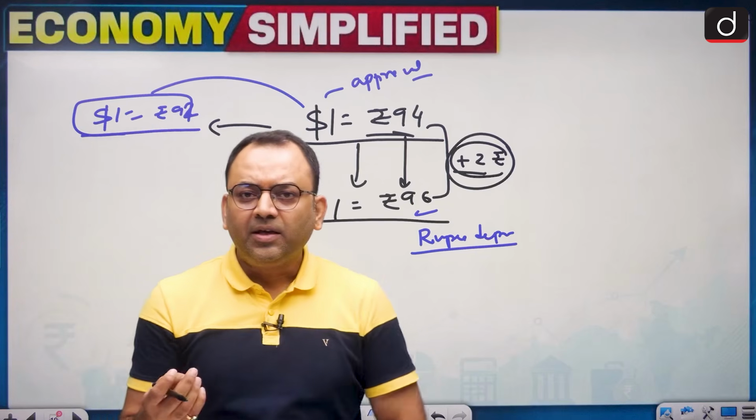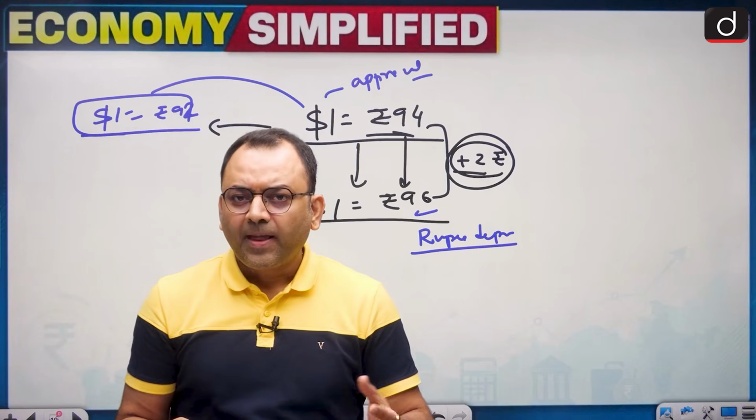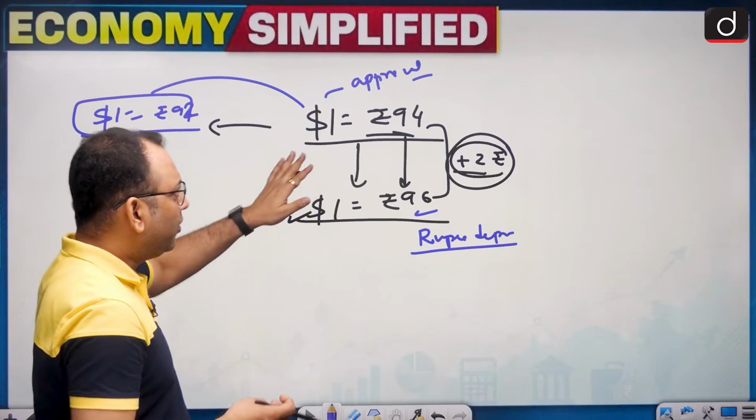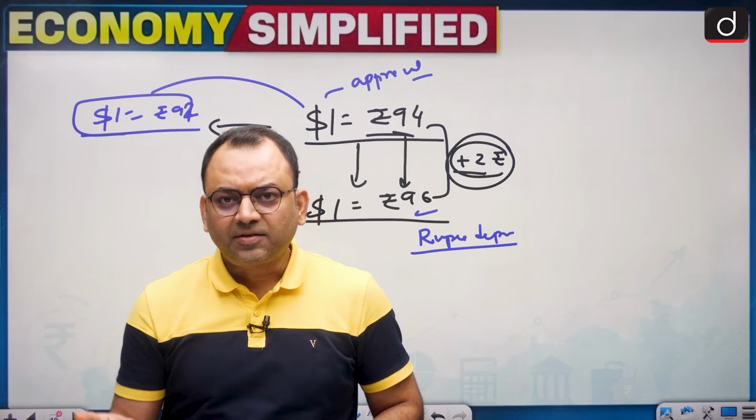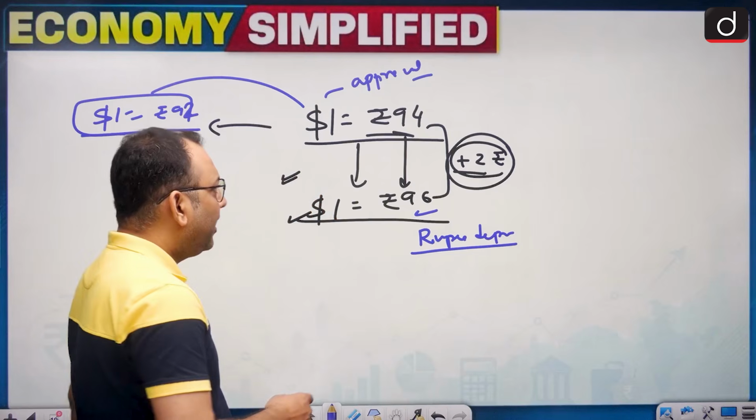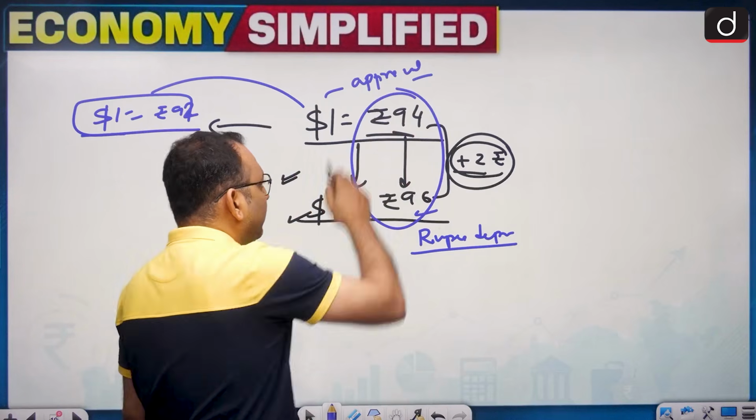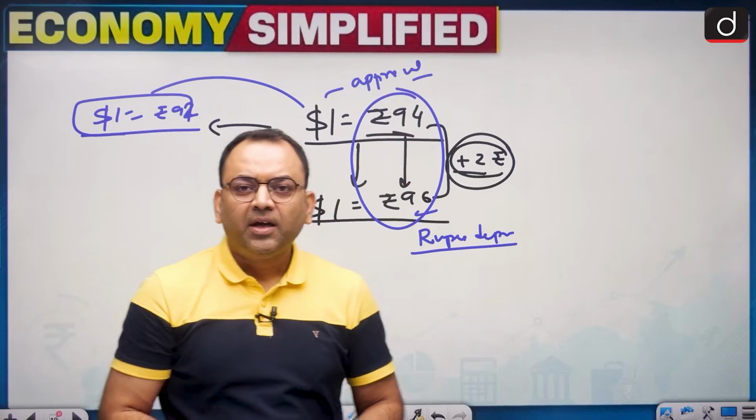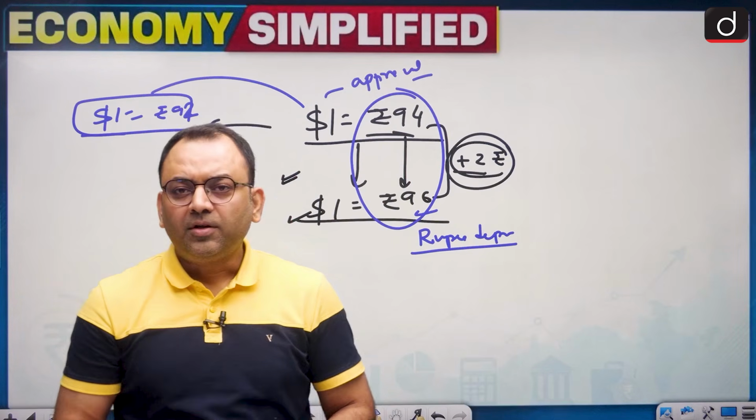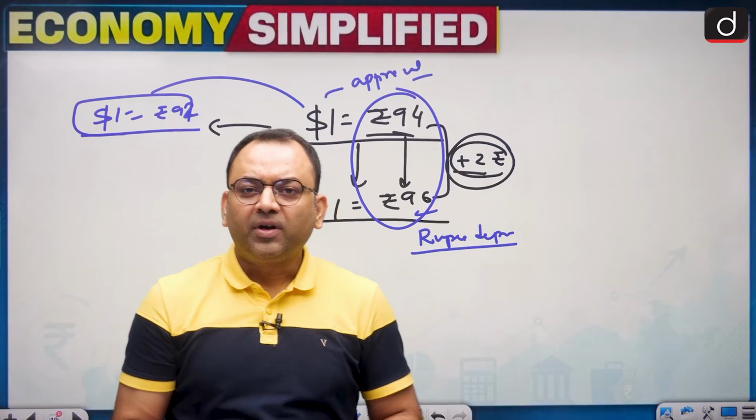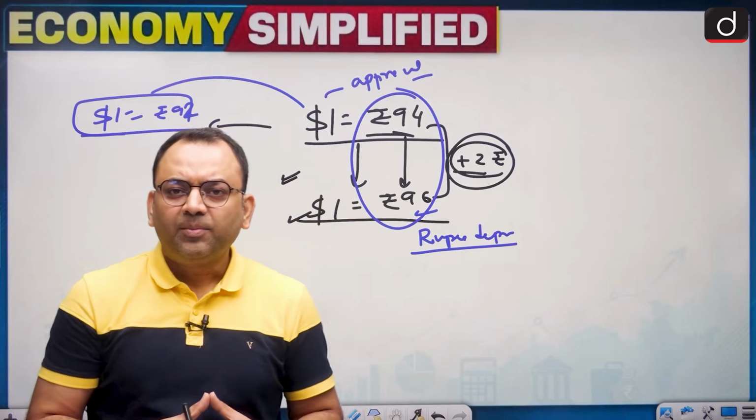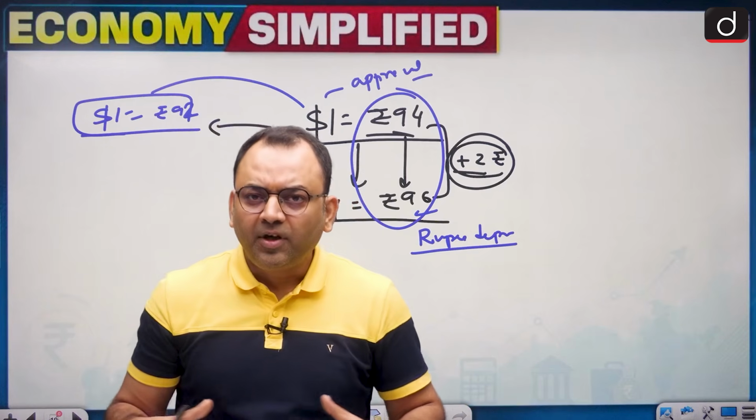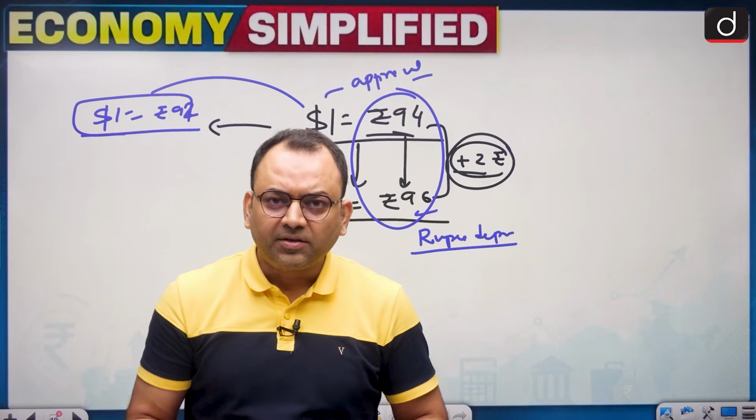Suppose I was exporting a commodity for $1, I got rupees 94, right? Now I get rupees 96. So I have a better chance, I am benefiting. So exporters get benefited on the rupee depreciation, right? We say exports are becoming more competitive, more profitable when the rupee depreciates, right?